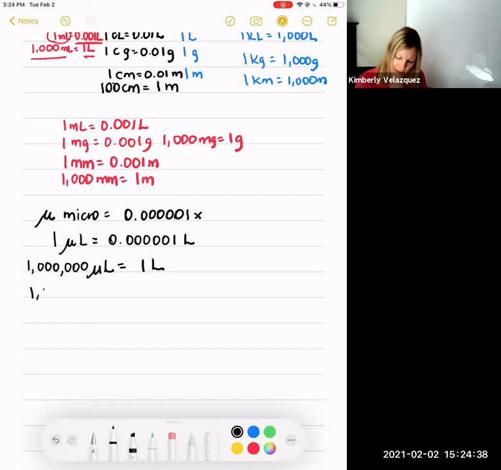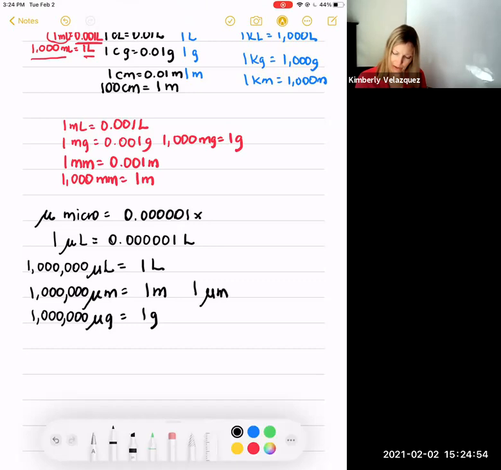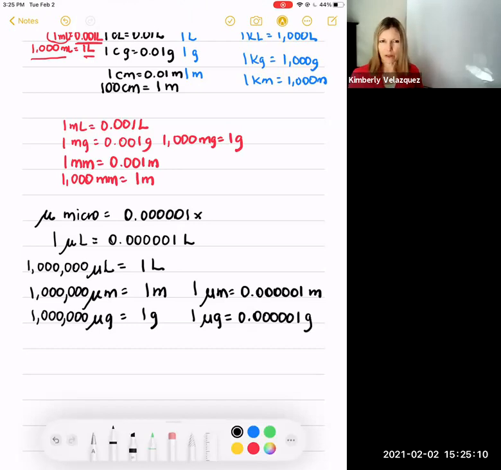So it takes 1,000,000 micrometers to equal 1 meter. It takes 1,000,000 micrograms to equal 1 gram. And again, the other way we could say that is we could say that 1 micrometer is 1/1,000,000th of a meter. I always have to count the zeros to make sure I did it right. And 1 microgram is 1/1,000,000th of a gram. Those are saying the same thing.